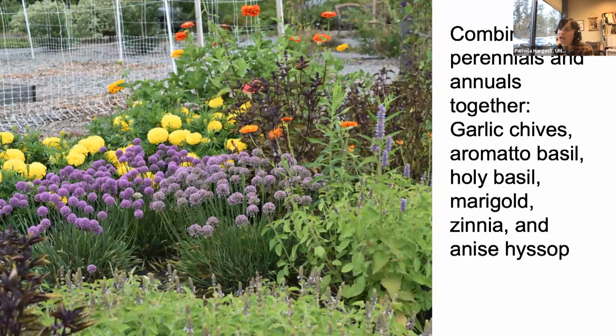So we've got garlic chives, this beautiful purple flower, and then around it we planted a lot of different annual flowers. Holy basil is in the front here, and over here on the right side, there's also this anise hyssop with this tall purple flower. I think that was just a self-sown annual that popped up there. In the back here, we have aromato basil, which is a really nice cut flower, and it's a little bit taller than some of the other basils. We've got shorter marigolds over here, and zinnias here in the back.